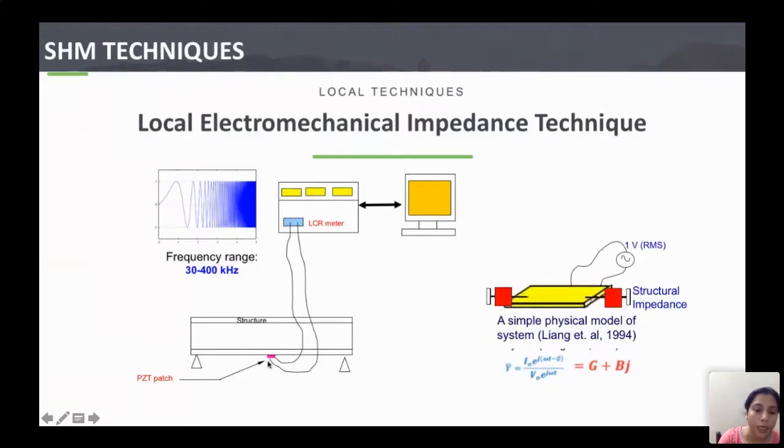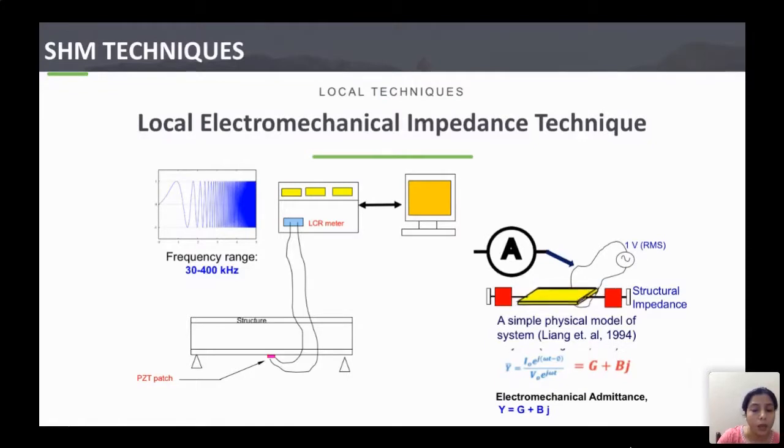Now in the second stage, the same PZT patch will start acting as a sensor, and it will sense the vibration of its surroundings and give the result in the form of conductance and susceptance. So we'll see how they will look. Another important thing which we have to see here is the frequency range.